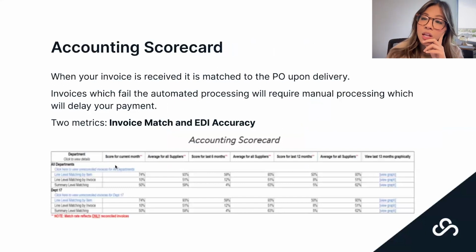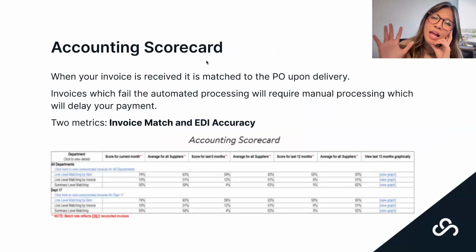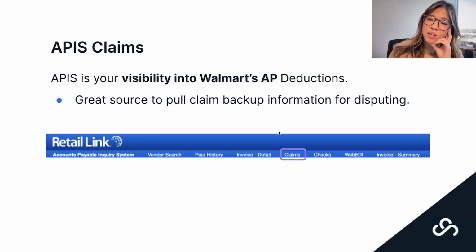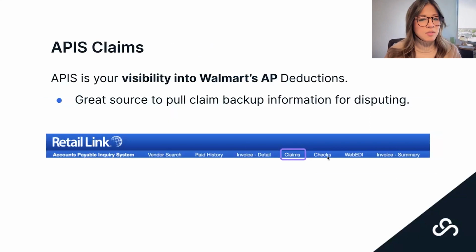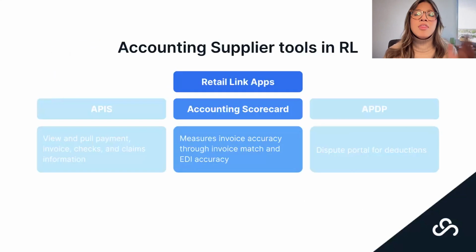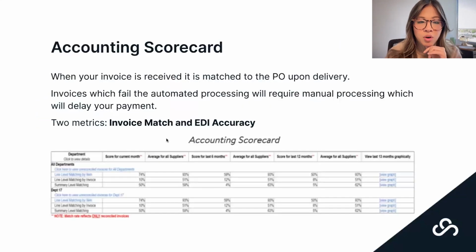Candidly speaking, a lot of times this is more of a below the fold type app, meaning if you aren't having a lot of issues with claims, like you don't have a lot of code 10s, code 11s, things like that, which are pricing discrepancies, I would say Accounting Scorecard is not something you need to hop into every day to make sure that everything is going well. I would treat APIS like a jumping off point to go, oh my gosh, we're getting deducted a lot on pricing discrepancy issues or allowance issues and things like that. That's when you start digging into Accounting Scorecard a little more.